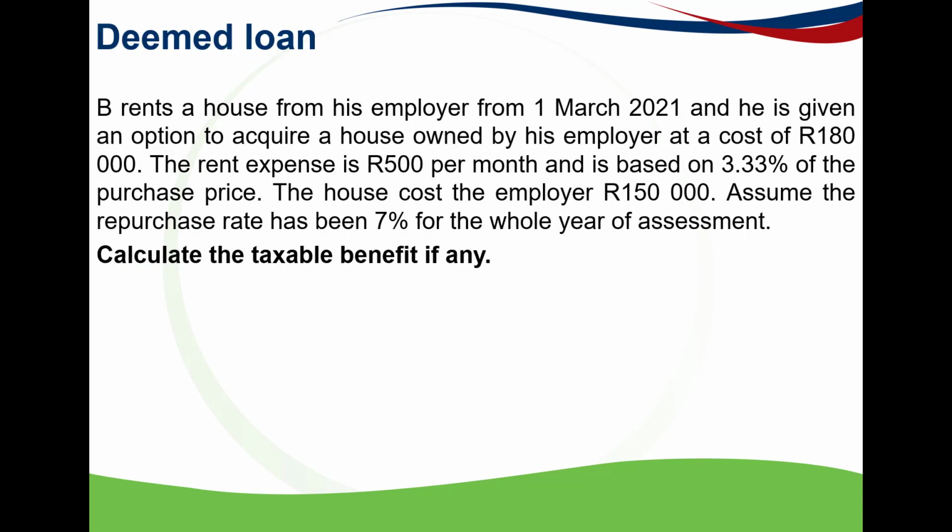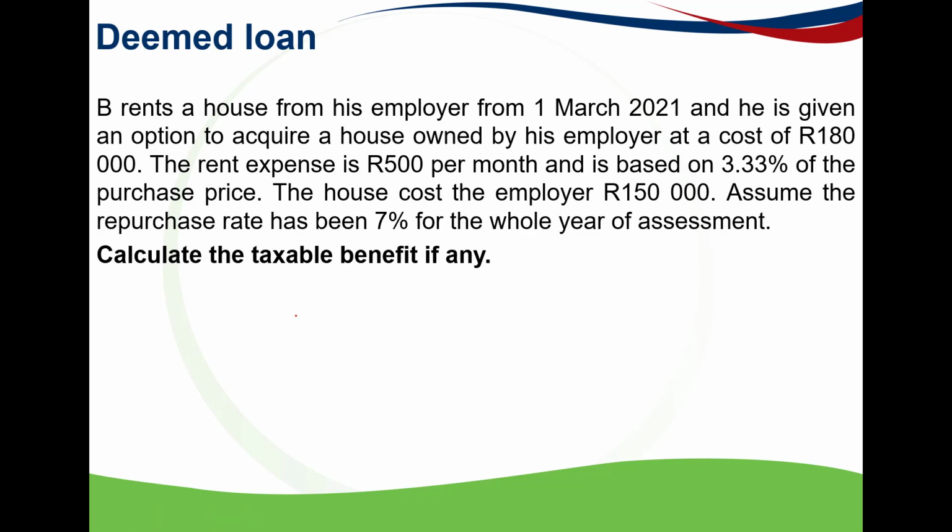Right. And then the last example that we have is as follows. You have B that rents a house from his employer from the 1st of March 2021, and he is given an option to acquire a house owned by the employer at a cost of 180,000. The rent expense is 500 rand per month, and it's based on 3.33% of the purchase price, being that 180,000. The house cost the employer 150,000. Assume the repo rate has been 7% for the whole year of assessment.